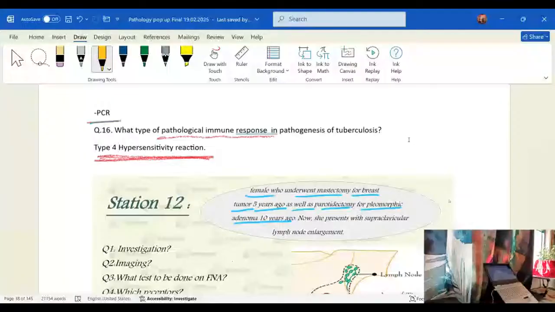So what is the type of pathological immune response in the pathogenesis of tuberculosis? This is a type 4 hypersensitivity reaction.